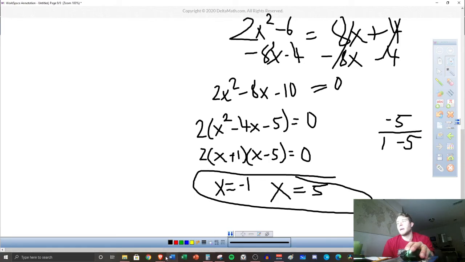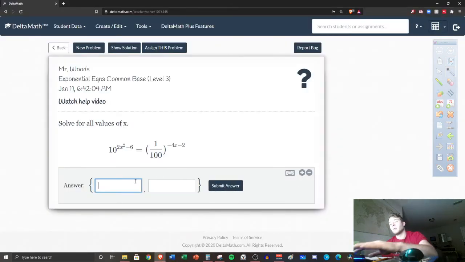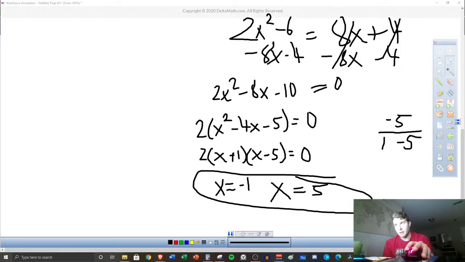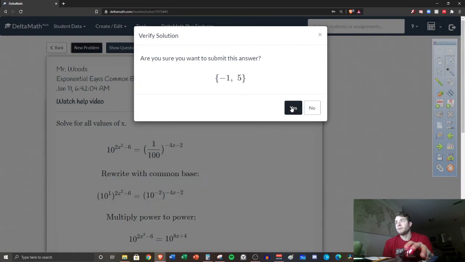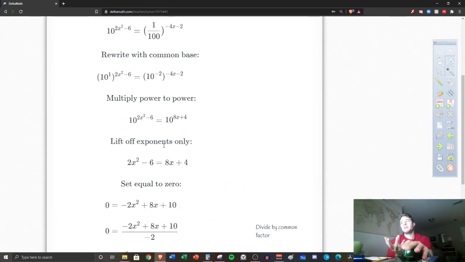Let's go back to Delta Math and see how they want us to type that in. We know that we're going to need an extra one, so is it -1 and +5? Either of those work just because it's a quadratic. Make sure I got that right. Yeah. Got it. Okay. And obviously you can watch the steps here.